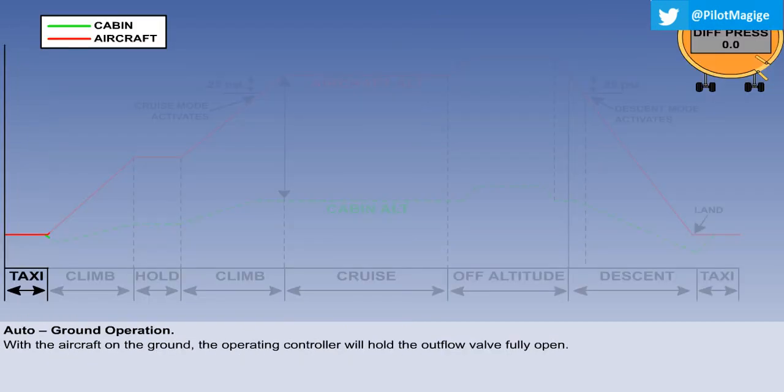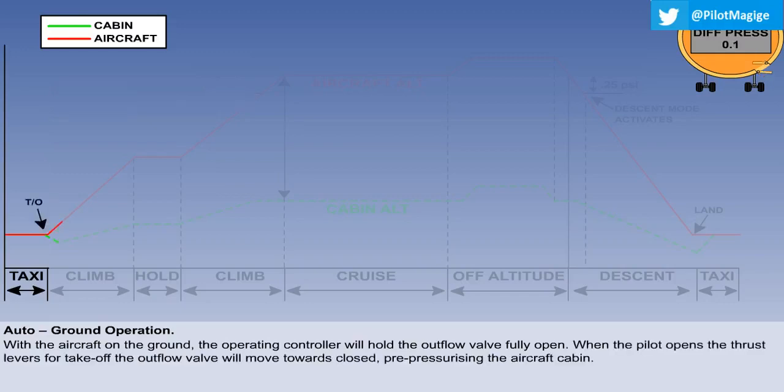With the aircraft on the ground, the operating controller will hold the outflow valve fully open. When the pilot opens the thrust levers for takeoff, the controller will signal the outflow valve to move towards closed, pre-pressurizing the aircraft cabin into a small differential pressure of approximately 0.1 psi. This ensures that the transition to pressurized flight will be gradual and that there will be no surges of pressure on rotation.